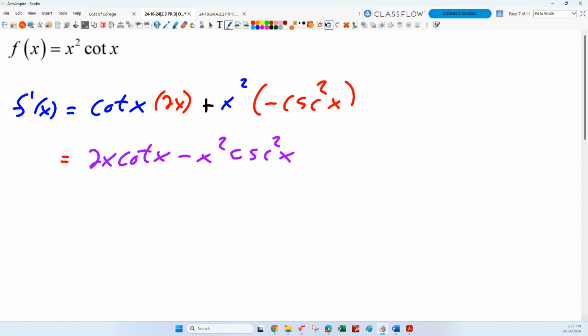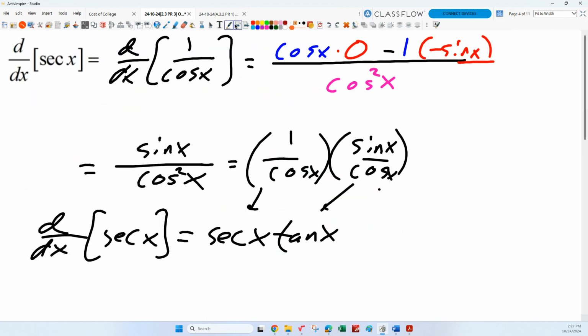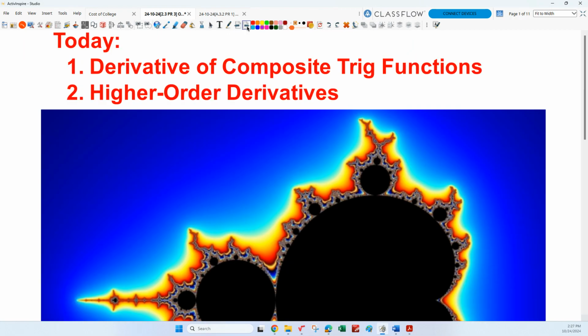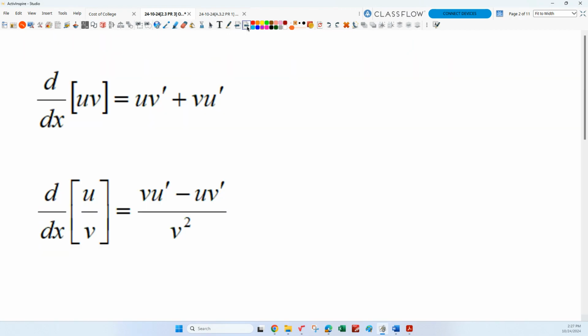Okay, give me thumbs. We good? Thumb up or down? Why isn't it just 2x times negative cosecant squared? Because that's not the product rule. Product rule is this: the derivative of a product of functions, the derivative of u times v, is u v prime plus v u prime. You don't differentiate both of them at the same time.